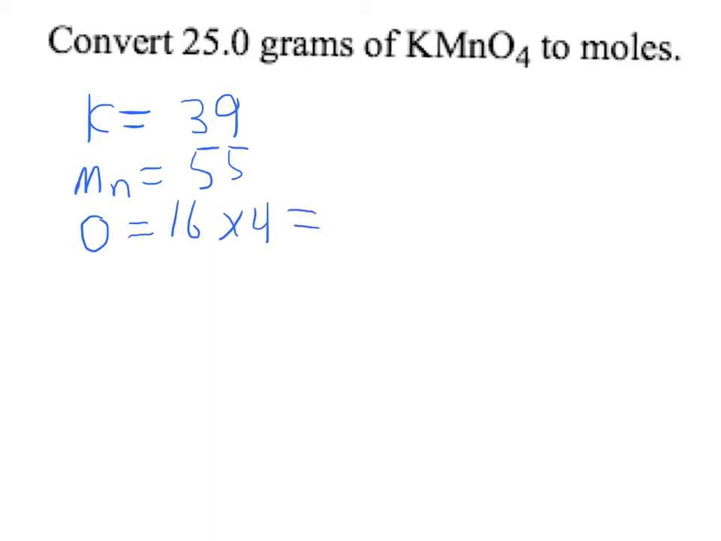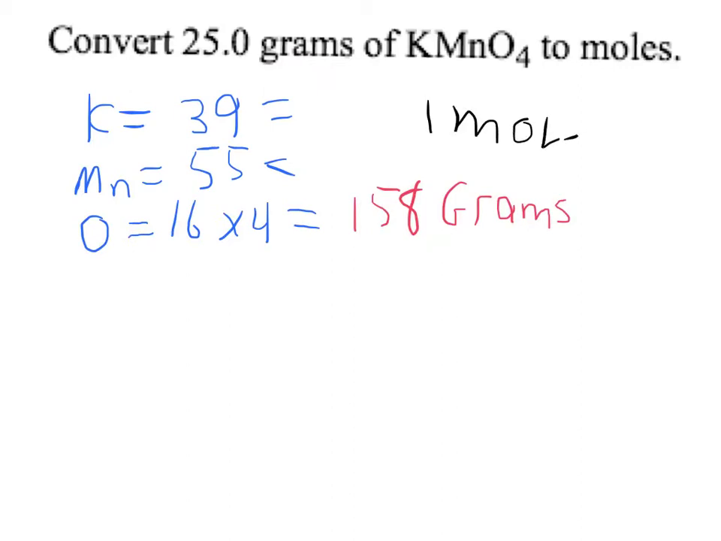All you're going to do is add these up. 39 plus 55 plus 64. 1 mole equals 158 grams. So now I have 25 grams, and I'm looking for how many moles it is. If we know 1 mole is equal to 158 grams, obviously our answer has to be less than 1 mole.